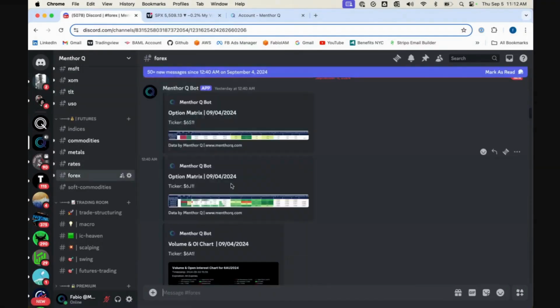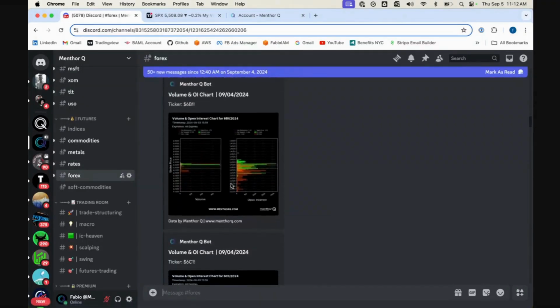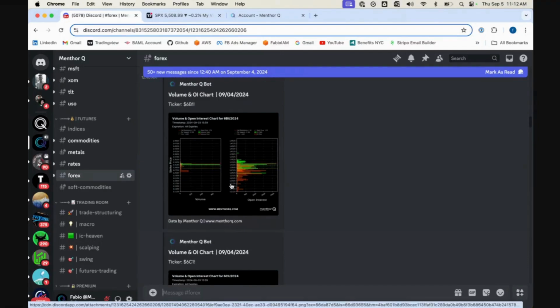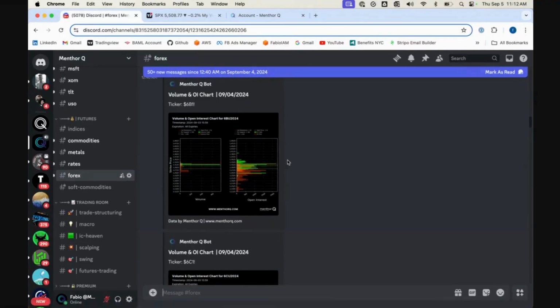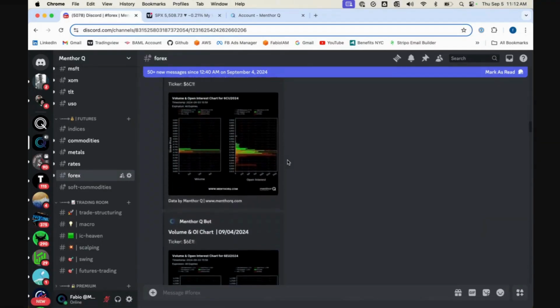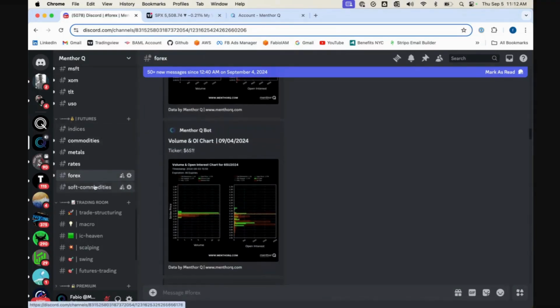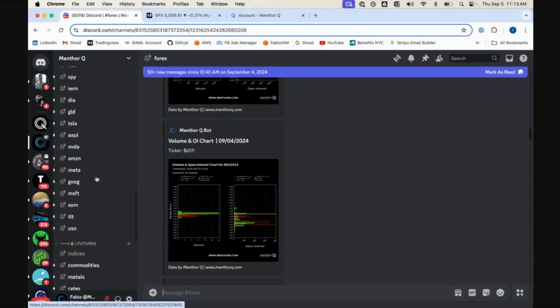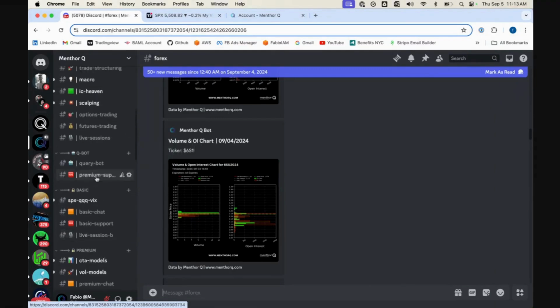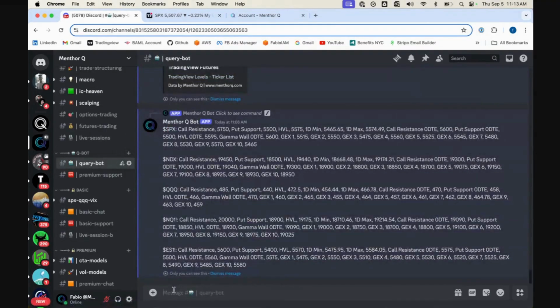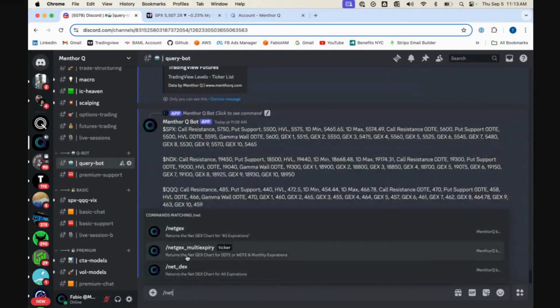We have forex. Top 10 currencies like Australian dollar, GBP, Swiss franc, JPY, they're all covered here. And then we have soft commodities where we cover corn, soybean, and wheat. But you can also go within the bot and you can also start looking at some of the charts.